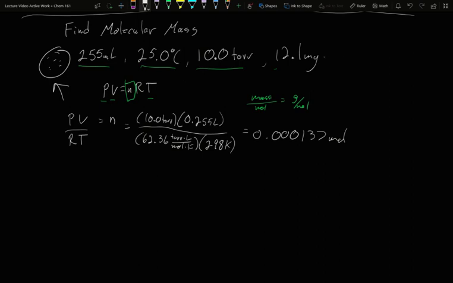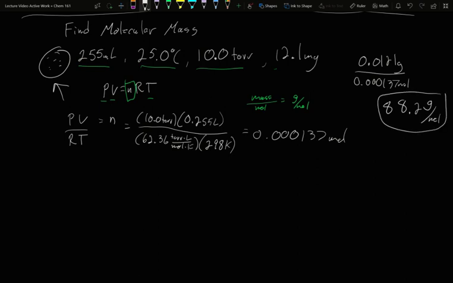Let's convert milligrams to grams. So 0.0121 grams over 0.000137 mole comes out at 88.2 grams per mole. So we can find the molecular mass of this gas, which is extremely helpful in determining what the species is. Very few molecules that can be gases are going to add up to 88.